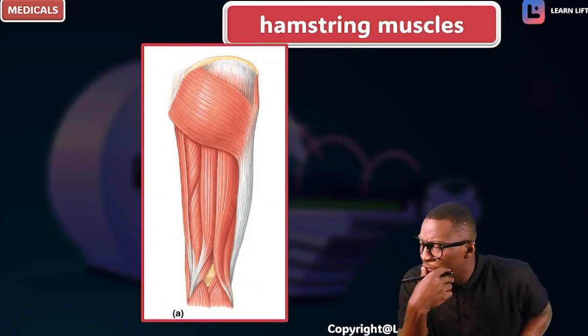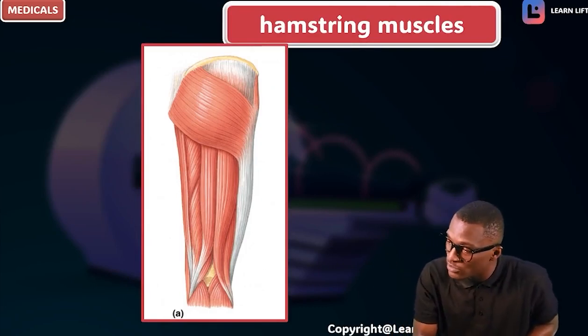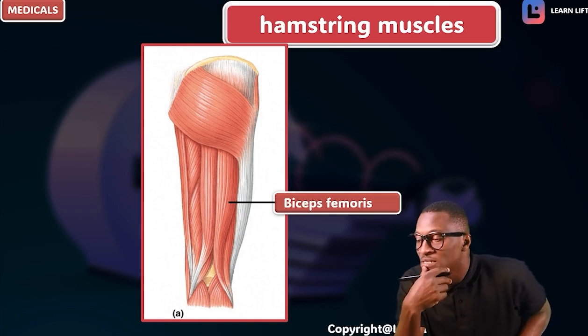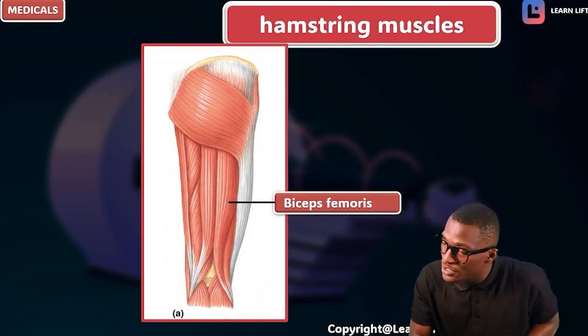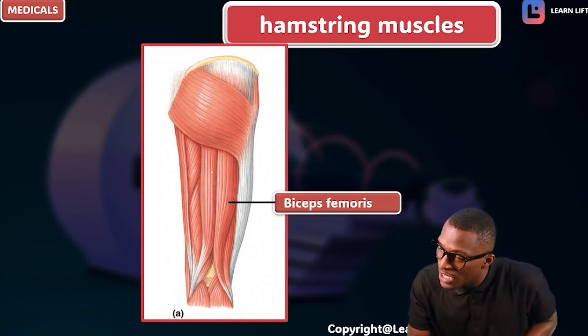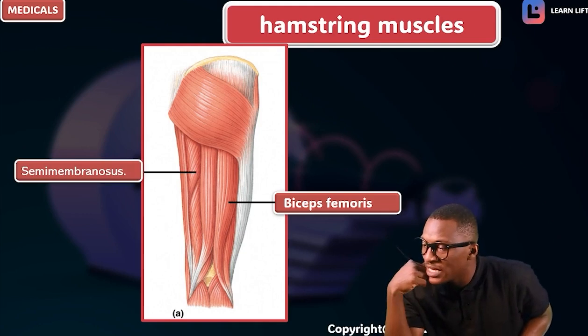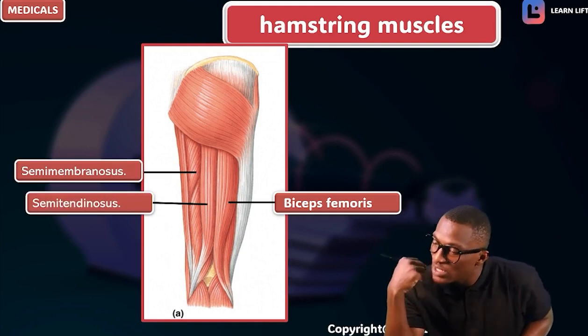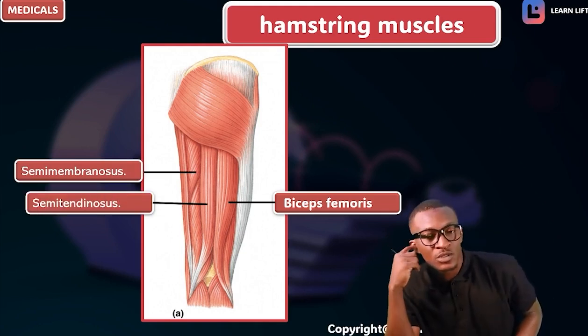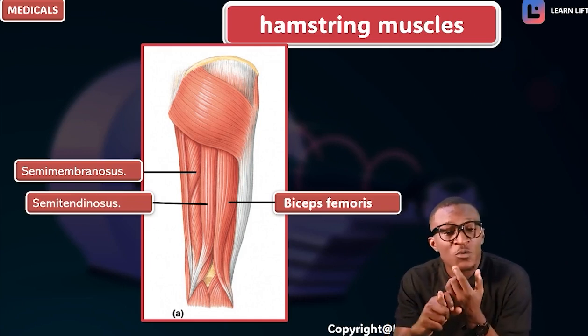Now, look at the diagram. First, that's the glute. You can see this is the gluteus maximus, right? So let's label that. The first thing you can see is the biceps femoris. This is the biceps femoris. Now, this one, the long one, is called the semimembranosus. This one that has a long tendon is called the semitendinosus. Everybody, what are the muscles? We say we have the BSS, right?